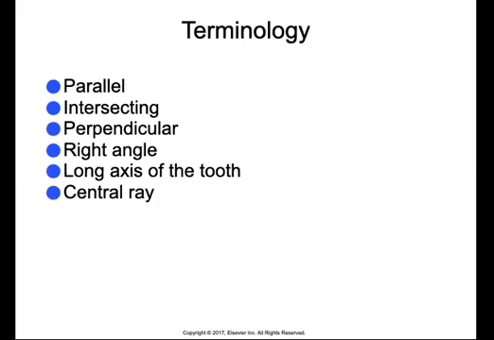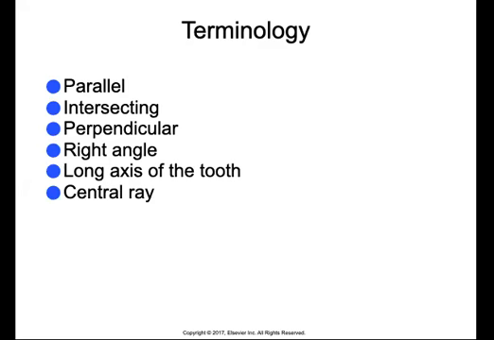Some terminology you'll want to know are parallel, intersecting, perpendicular, right angle, long axis of the tooth, and central ray. Central ray, as we all know, is just that primary beam of your X-ray cone. The long axis of the tooth, we're talking about from the tip of the apex all the way down to the incisal edge of the coronal portion.